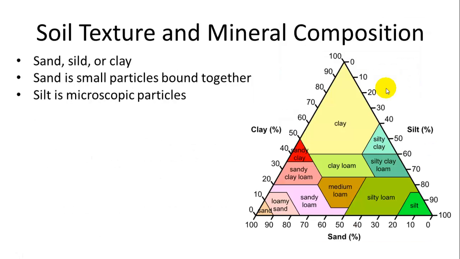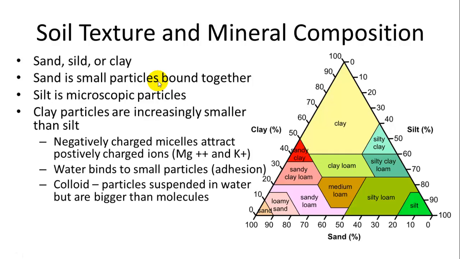So soil is made of three different things: sand, silt, and clay. It is a composite, and the different mixes of those make up the different types of soil. Sand is small particles which are bound together, but silt is smaller than that, microscopic particles. And then clay is increasingly smaller than silt and can't even be seen with some microscopes, which are very, very small.